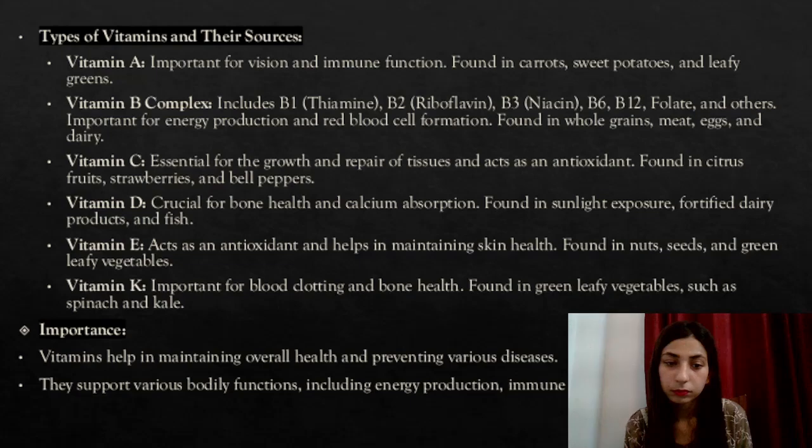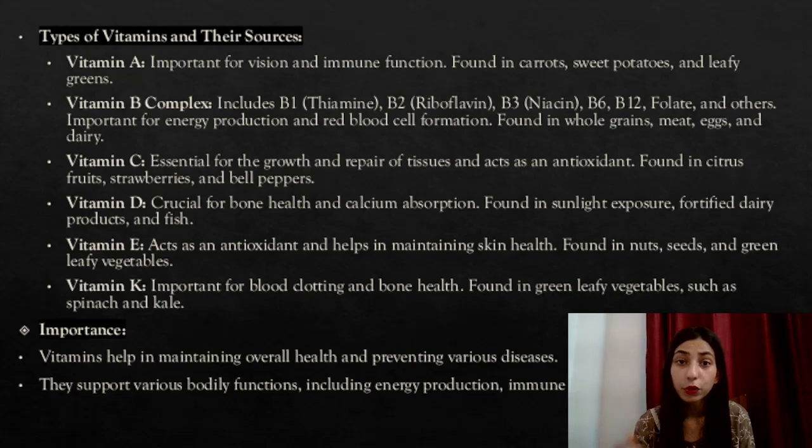Vitamin A. Vitamin A is essential for vision and immunity function. So these kinds of questions can come in MCQ format, like what is the vitamin essential for vision? So you have to name vitamin A. You need to know the sources of these vitamins. You need to know the deficiency diseases that are caused by these vitamins. So, a very important topic. Vitamin A is found in carrots, sweet potatoes, and leafy green vegetables.